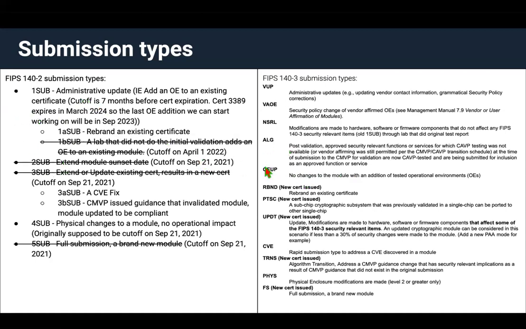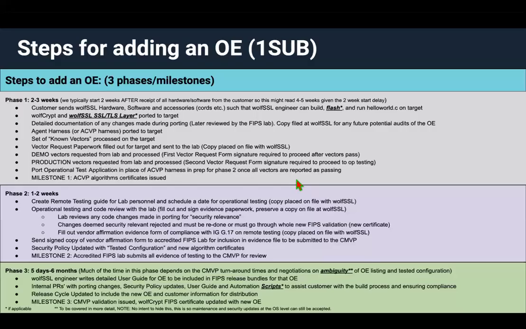And most of these submission types can be mapped over to these, like a full submission used to be called a 5 sub. 4 sub, I'm not familiar with this one because it's for hardware only. It's physical changes to a module, and we don't have to deal with that. But I believe that maps to a FIS, etc. And we can send out this slide deck, so if you're curious, you can go through those at your leisure.